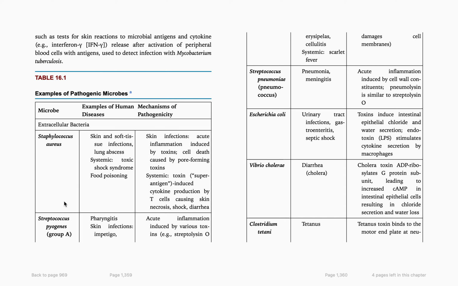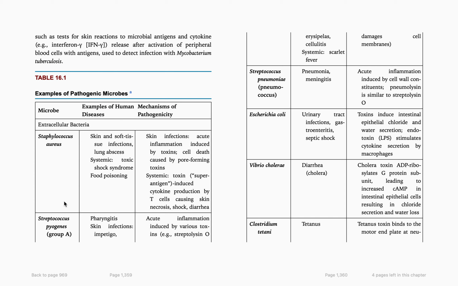We have Streptococcus pneumoniae, pneumococcus, which can cause diseases like pneumonia and meningitis. The mechanism of pathogenesis is acute inflammation induced by cell wall constituents and pneumolysin, similar to streptolysin. Escherichia coli mostly causes urinary tract infection and gastroenteritis, together with septic shock. It will produce toxin-induced intestinal epithelial chloride and water secretion. Endotoxin LPS stimulates cytokine secretion by macrophages.